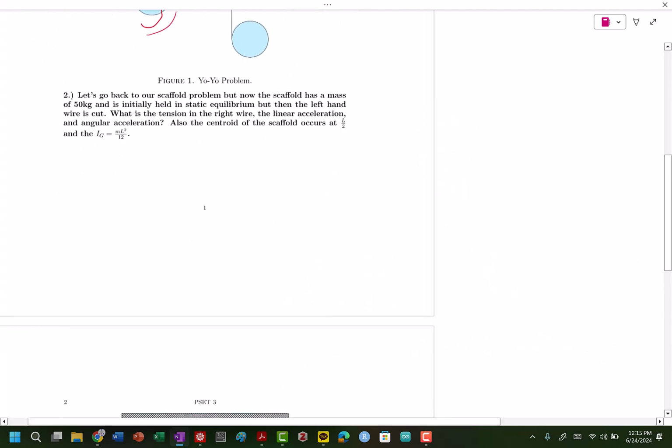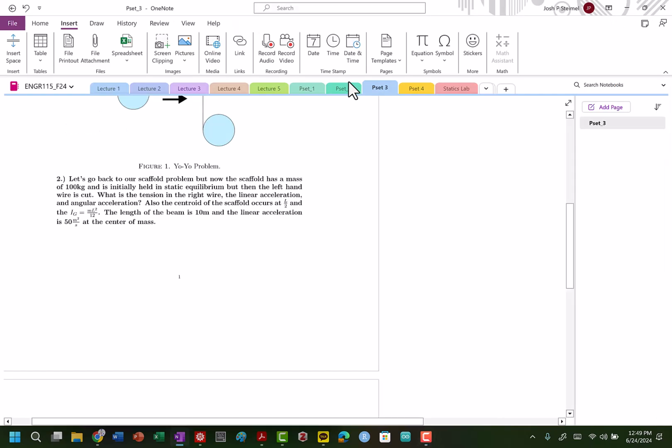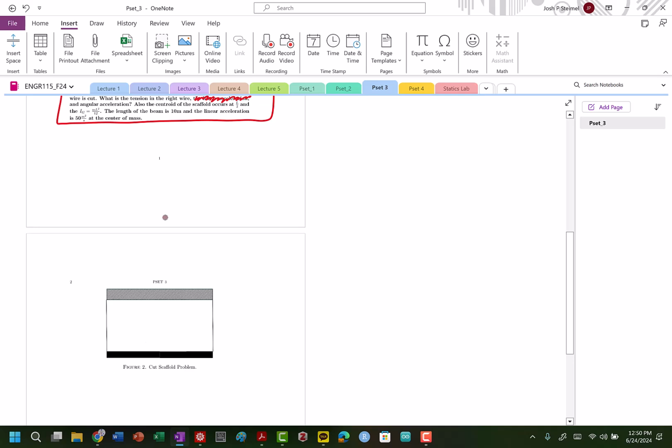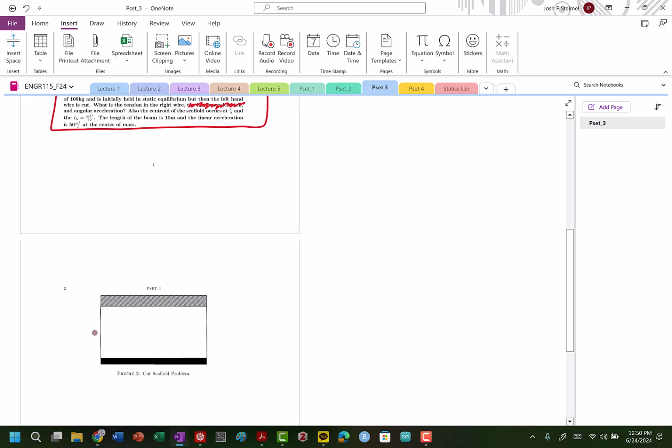So we have a scaffold. We're going to go back to our scaffold problem that we worked on previously in statics. There's a little typo here. So our mass is 100 kilograms of our scaffold. Then the wire here is cut. We're asked to solve for the tension of the wire or the angular acceleration.